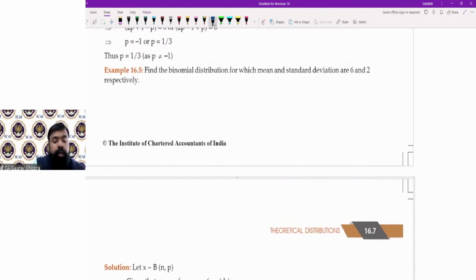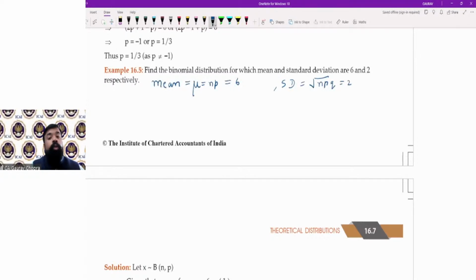Mean is denoted by NP and mean is equal to 6. Then what is given? Standard deviation. Standard deviation is root of NPQ and this is equal to 2. So if root NPQ is 2, so what will be NPQ? Squaring both sides, it will become 4. So NPQ is equal to 4, NP is equal to 6.